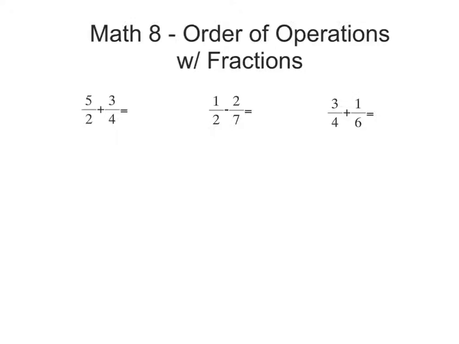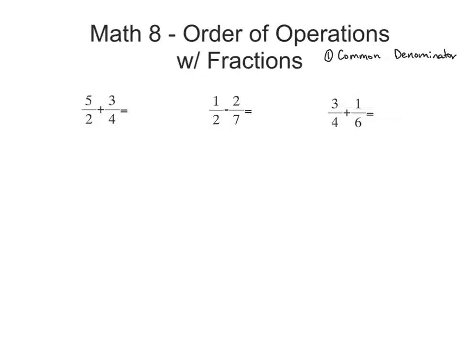So if you see an equation like the ones below, what is a proper order to tackle an equation like that? The first thing you always have to do is find a common denominator. You need to have the same number on the bottom. So in order to do that, you need to find a common multiple.